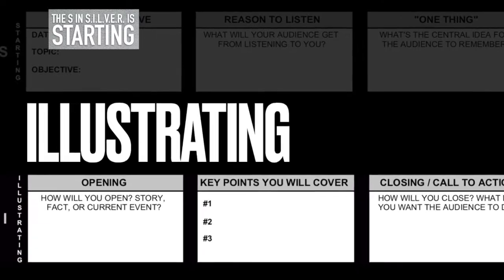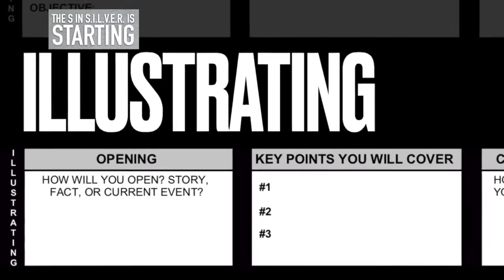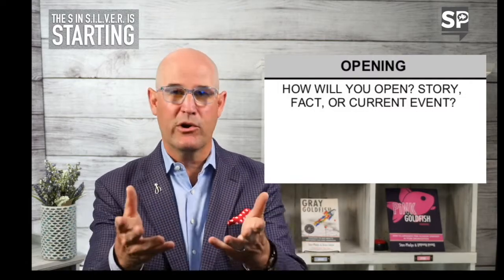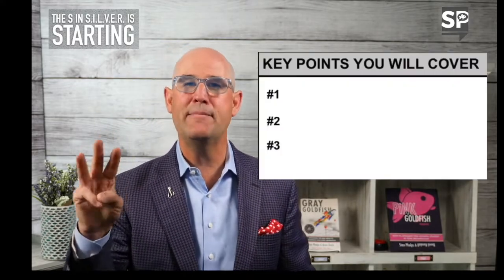The I in the S.I.L.V.E.R framework is for illustrating. Illustrating is about the construction of your presentation. It begins with starting strong. You have to earn the attention of your audience. So how will you start? Well, do you have a story, a fact, or a current event that engages the audience and gets them to lean in to listen? Next, what are your 3 main points?